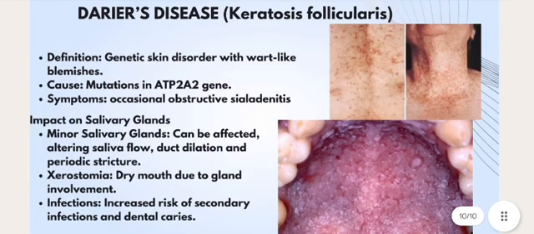Next, coming to Darier's disease, which is also called keratosis follicularis. Here we see the oral manifestation that is associated with occasional obstructive sialadenitis. So what is Darier's disease? Darier's disease is a genetic skin disorder with wart-like blemishes, caused by mutation in the ATP2A2 gene. Symptoms include occasional obstructive sialadenitis.